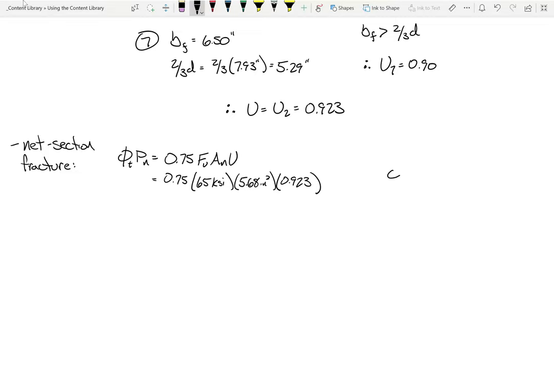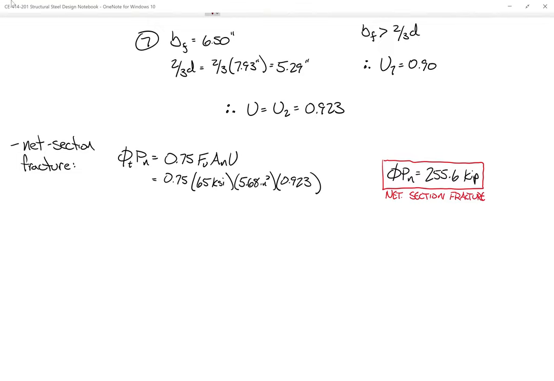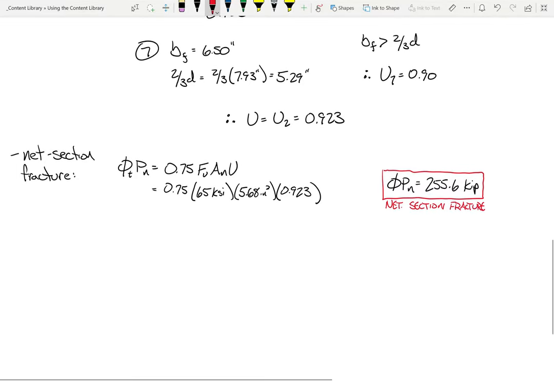All right, so and units are kips, right? Okay. So now what we're going to do is we'll circle that. We'll say that's net section fracture. Okay. Net section fracture. There we go. So one of the things that we need to do is we need to just ask ourselves, what's the capacity? Or the resistance, if you want to think of it like that.